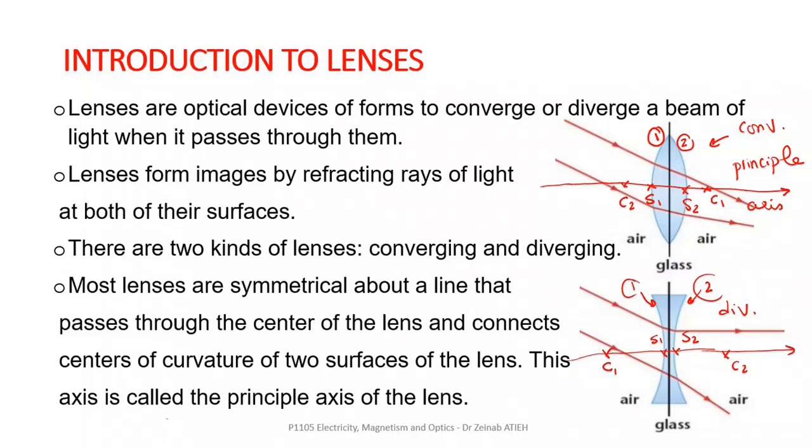The important information he's giving me here is that the lenses are symmetrical about this line. What does he mean by the lenses are symmetrical? He means that if we have a lens and we are going to use this lens, if we use it from the right side or from the left side, it will give me the same image all the time.